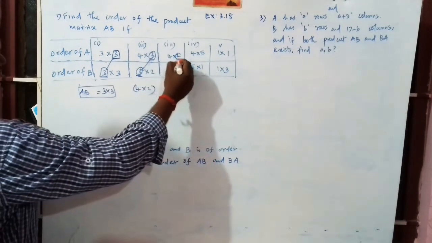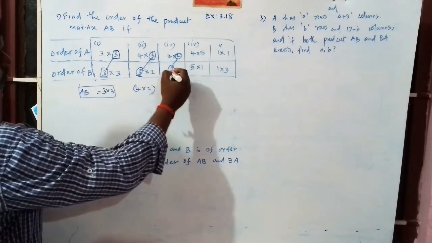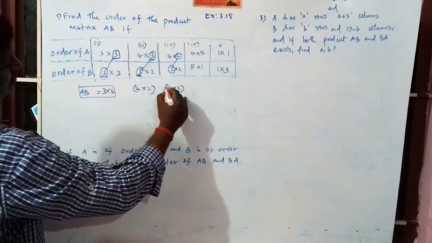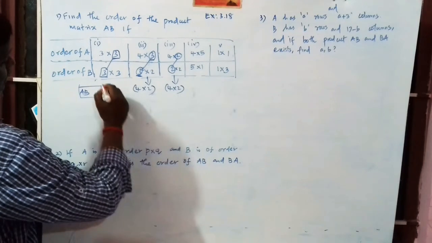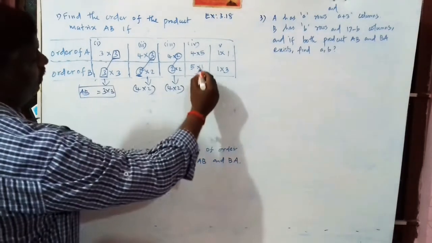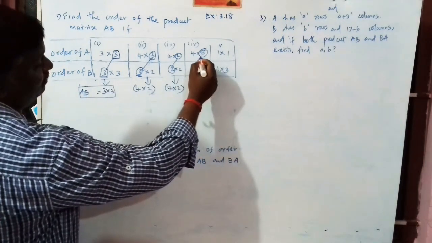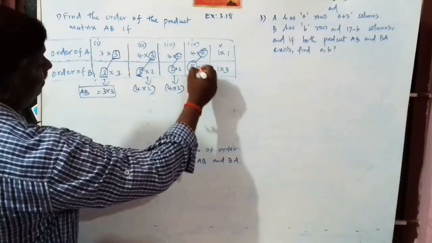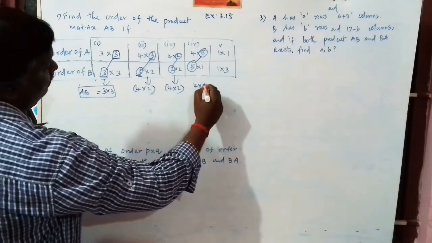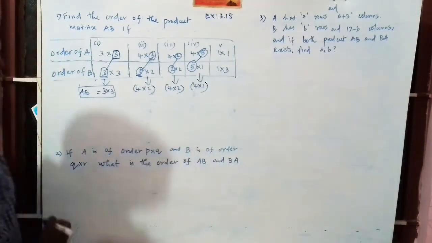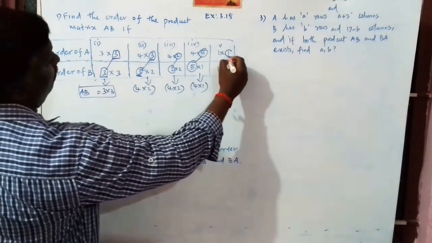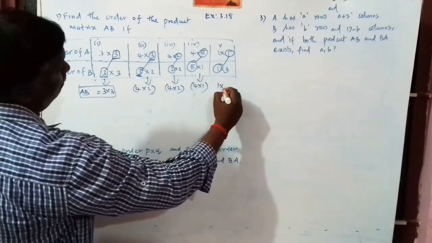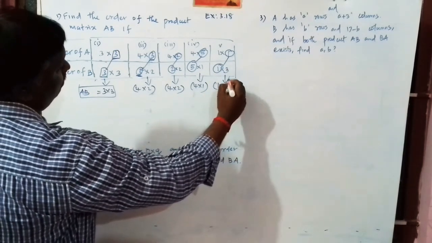Third one, the number of columns is equal to the number of rows. The 2s are equal, so the remaining order is 4 by 2. This is the answer. And the fifth one, the number of columns in the first matrix is equal to the number of rows in the second matrix, so the remaining order is 4 by 1. The last one, the remaining order is 1 by 3. This is the answer.